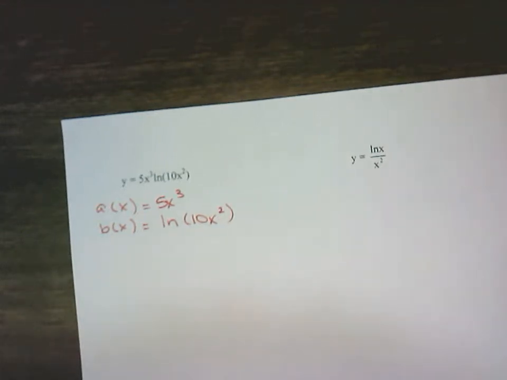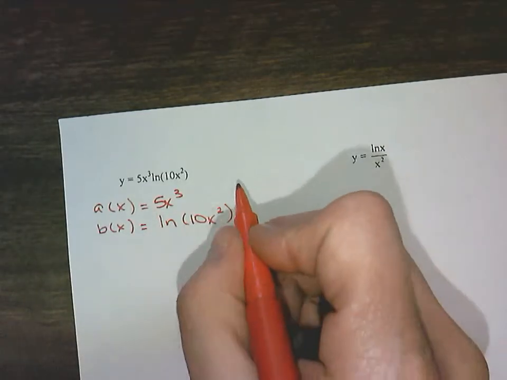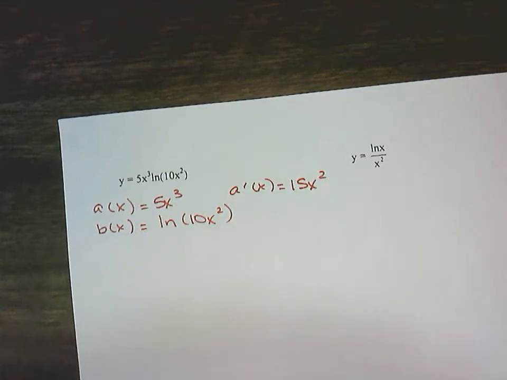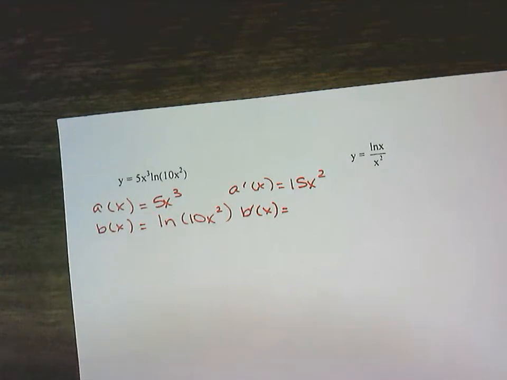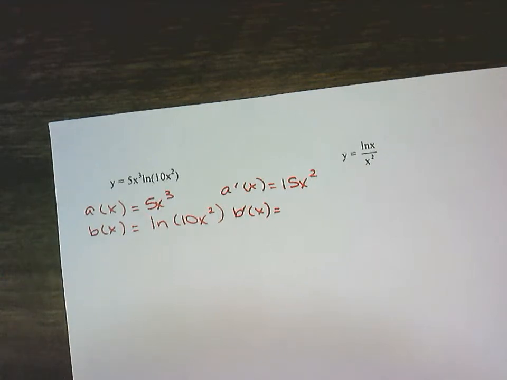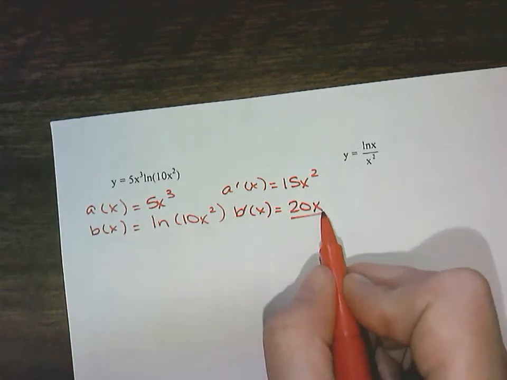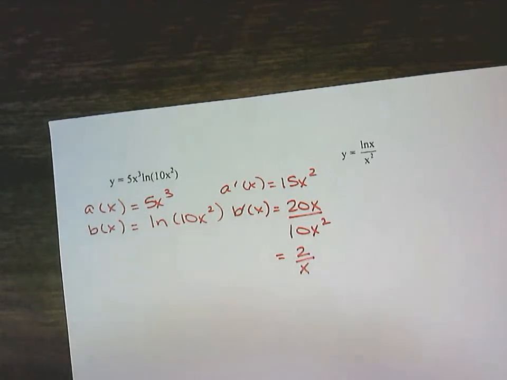Well, I can take the derivative of 5x cubed, and I'm going to say that a prime of x is 15x squared. Then I can take the derivative of b of x. Well, b prime of x, if we take the shortcut that we were using, says that I can do the derivative of this, which is 20x, all over the original function part, which is 10x squared. And I'm going to simplify this down to 2 over x.